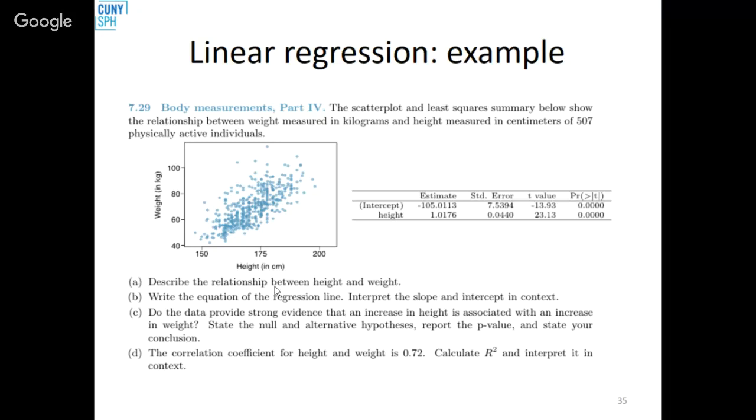The 0.04. Write the whole thing out. So weight equals 0.04. Where are you getting 0.04 from? The intercept on one.